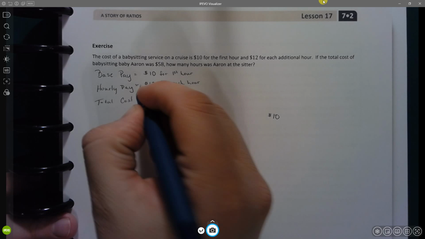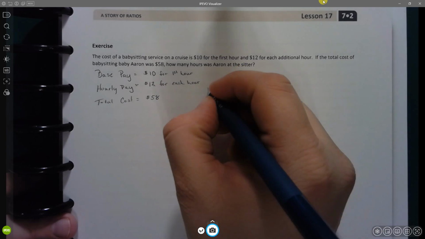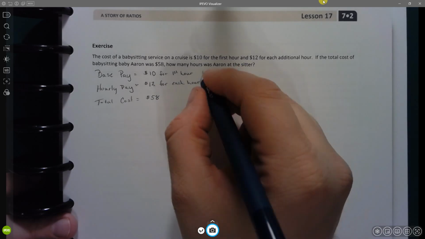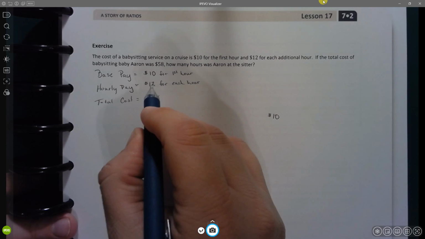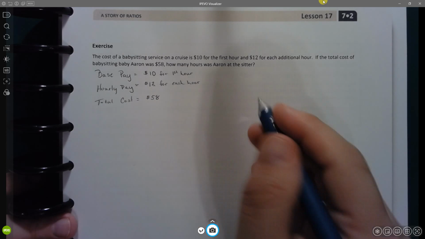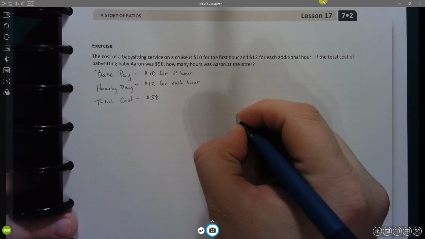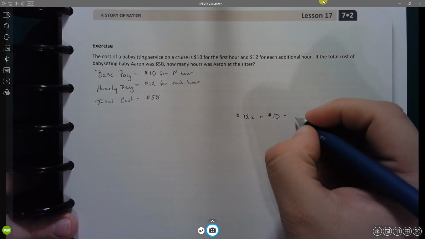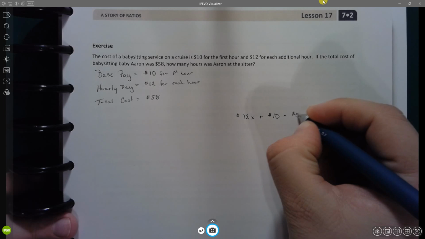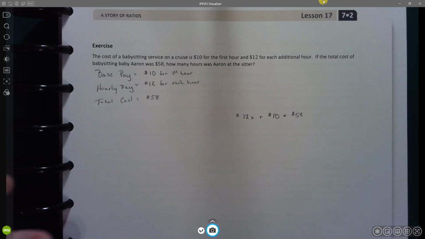So this is our dependent variable. This is what we call a dependent variable because it is dependent on the number of hours. So this is where you get your variable: $12x plus 10 equals $58. What I don't know is how many hours. How many hours did this person keep this baby?